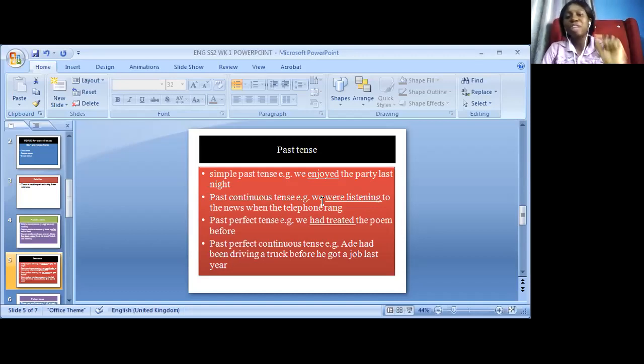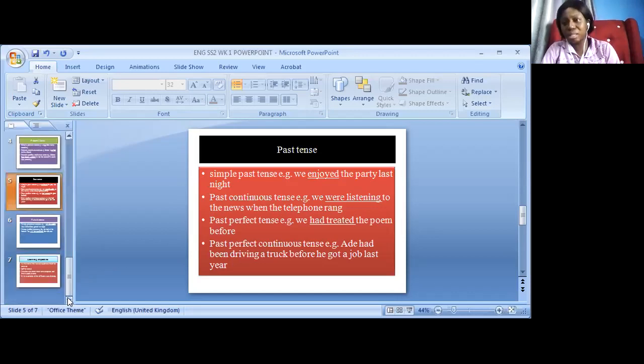Example, Ade had been driving the truck. Ade had been driving a truck before he got a job last year. Now, the period that Ade used to drive that truck was a continuous period of time, but after a while, he stopped before he got another job. So he says, Ade had been driving, that is what he has been doing, in a continuous form before he got a job last year. All right, so please and please, I will reiterate again that you should take your time to study the definitions of these different tense aspects, note their salient differences, and be able to back it up with your own examples.